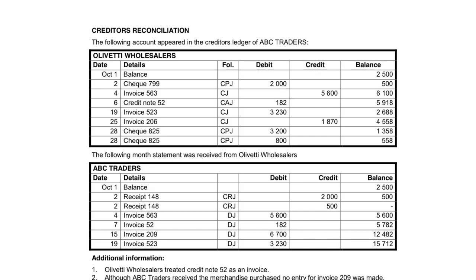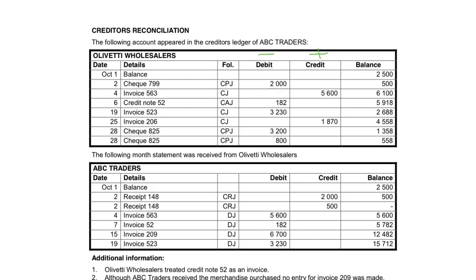So that means if it's in the creditors ledger, they treat Olivetti Wholesalers as a creditor, so they are buying from them. When they want to increase the account, they will increase it on the credit side. And when they want to show that they owe less money to Olivetti Wholesalers, they will record it on the debit side.